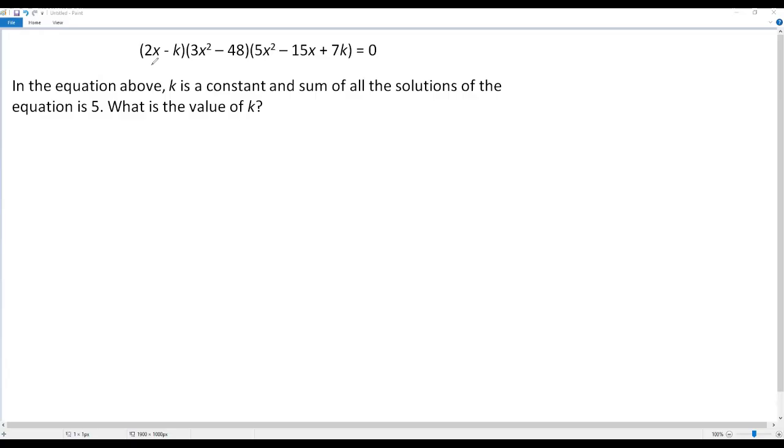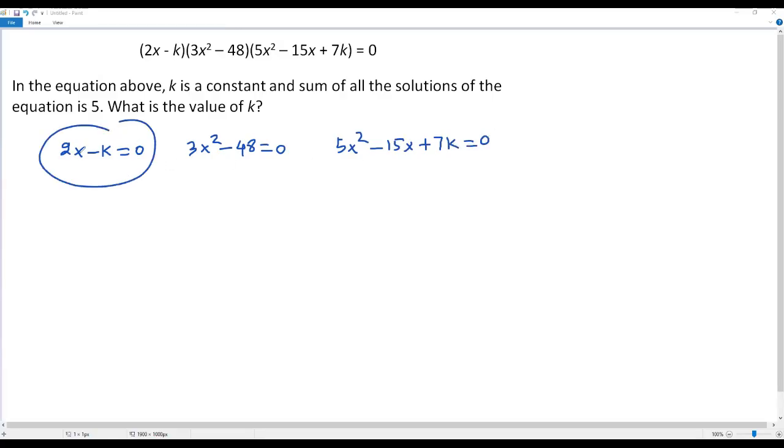Okay, here this equation is already factored into three factors on the left side. The product of these three factors equals 0. Since the product equals 0, the first one may be 0, or the second one may be 0, or the third one may be 0, or two of the three factors may be 0, or all three factors may be 0. Anyways, if the first one is 0, then I'm getting 2x − k = 0. If the second factor is 0, then I'm getting 3x² − 48 = 0. If the third one is 0, I'm getting 5x² − 15x + 7k = 0. Okay, here I got three equations.